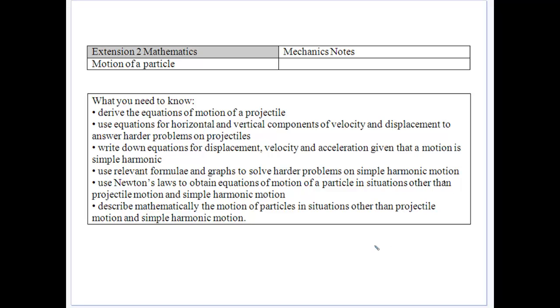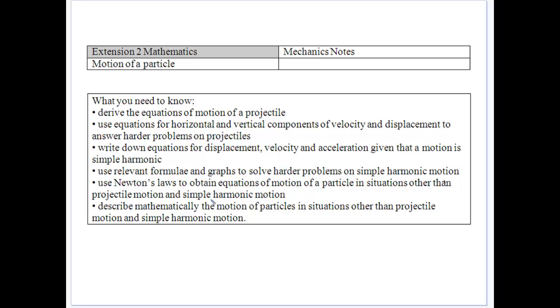In the Extension 2 course, we look at the motion of a particle. And really, a lot of these are just harder questions that we've dealt with in the Extension 1 course. So these are the things you can look at, like the motion of a projectile, horizontal and vertical components of velocity and displacement, and some harder problems on projectiles. So you can see that they're starting to get stuff from the Extension 1 course, and just harder applications of it.